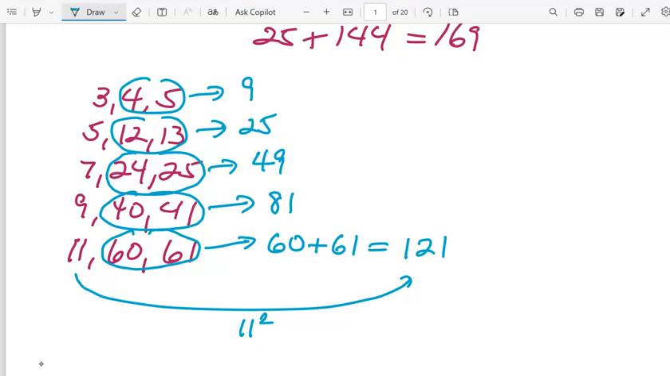That makes it a little bit easier to memorize all those Pythagorean triples so that you don't have to square 60 and 61 or 40 and 41, all those large numbers. These are intended to be from memory.